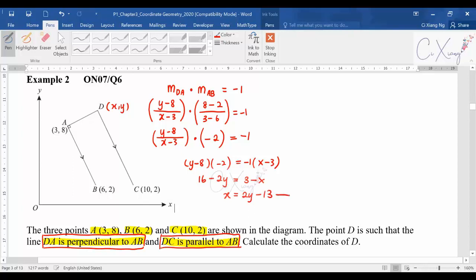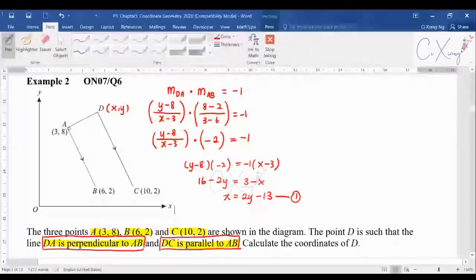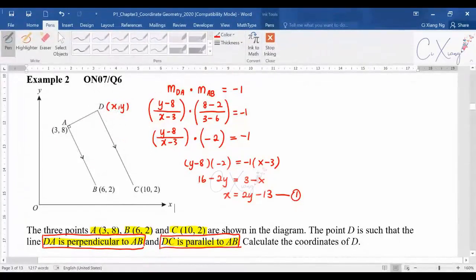Okay, so from the information given, I get an equation like this. I got x and y, which is the coordinate of D. X and y are the coordinate of D, right? But I cannot solve the equation here because I have only one equation. So I will just label it as first equation. Then that means you will get another equation from the second information that they give you.